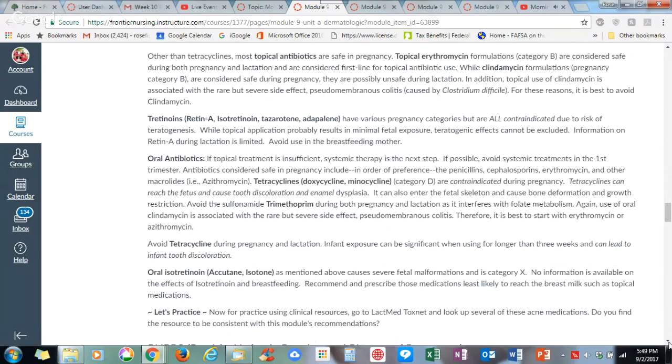In addition, topical use of clindamycin is associated with the rare but severe side effect pseudomembranous colitis, which is caused by C. diff. For these reasons, it is best to avoid clindamycin.